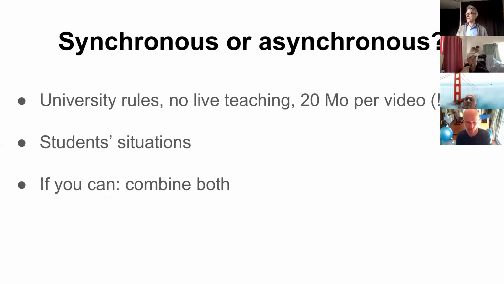Synchronous or asynchronous. I think you're all familiar with the terminology now. Synchronous is like what we are doing now, same time, and asynchronous is where you are supposed to get materials online and your students are supposed to access them on their own time. It seems many universities are saying that it's not okay to do any live teaching because of some students not having Wi-Fi, for example.